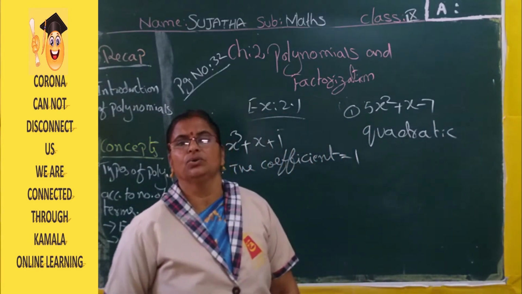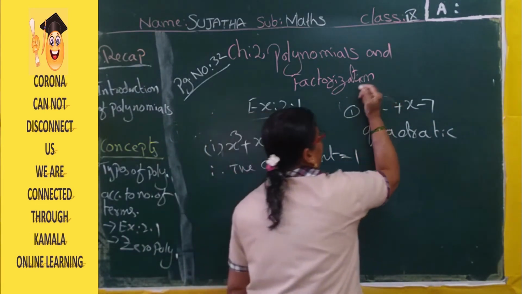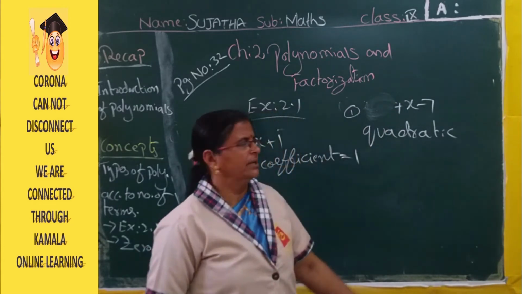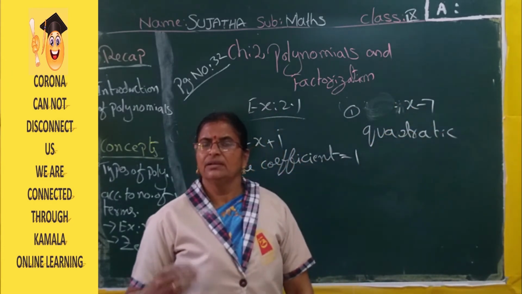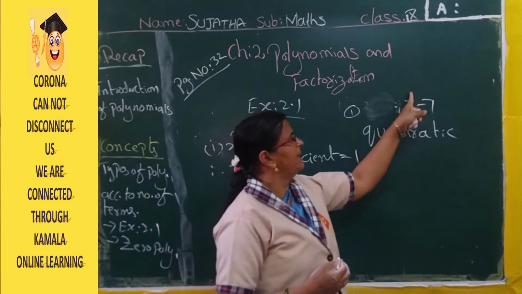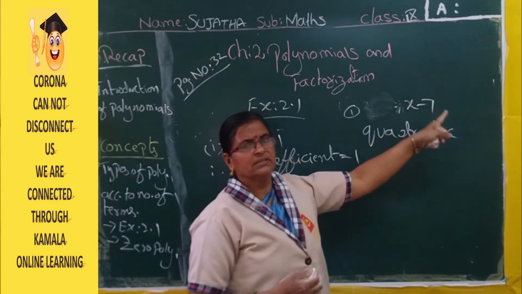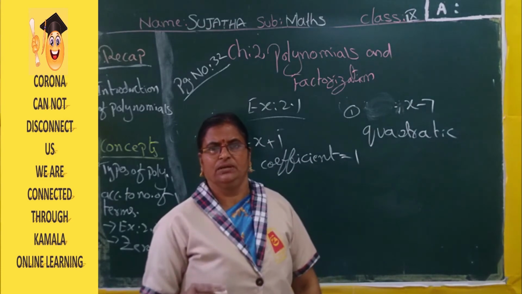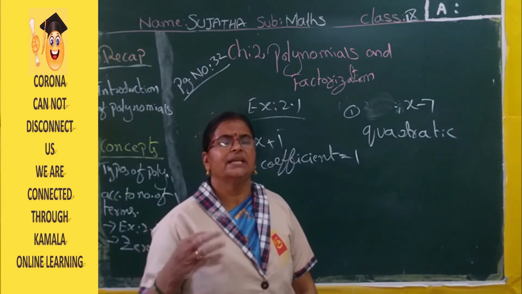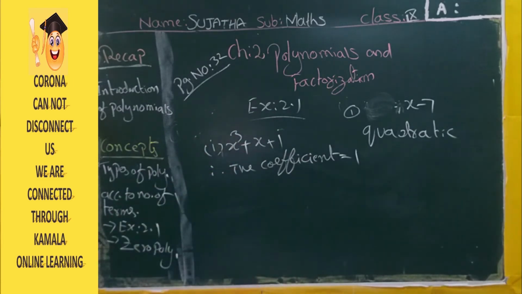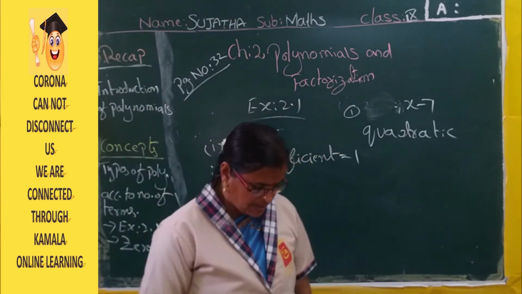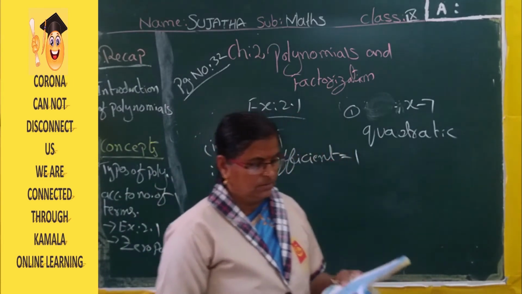Understood? Like that you have to see. Suppose this term is not there, and only x minus 7 is there. Then what is the power? The degree will be 1. Here the power is 1, that's why the polynomial degree is 1. If the degree is 1, it is a linear polynomial. Understood? Like that you have to write all the linear, quadratic and cubic polynomials. Okay?